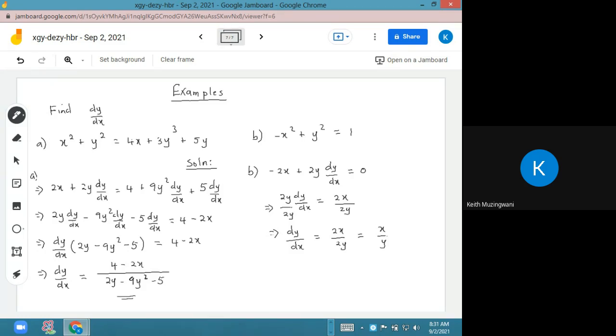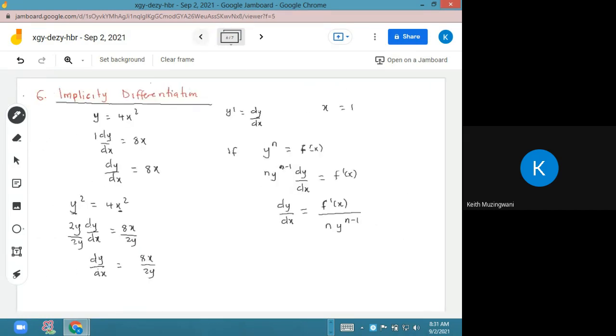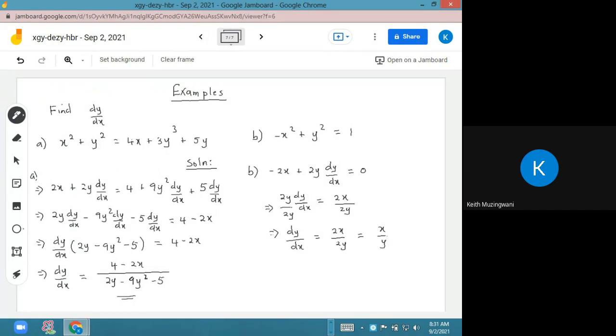So this is what we call implicit differentiation. In calculus, these are the only 6 methods that exist on derivatives. Sir, I've only got one example on implicit. Yeah, bring it up.